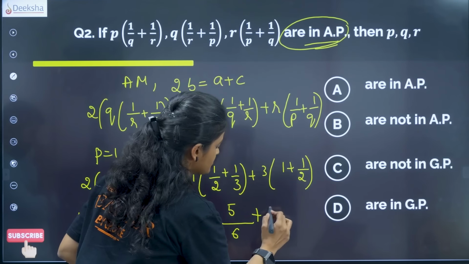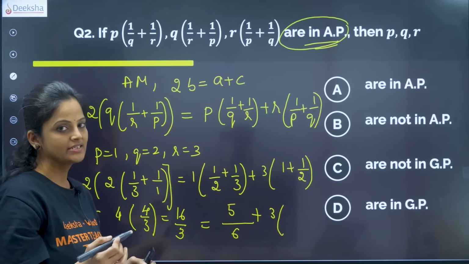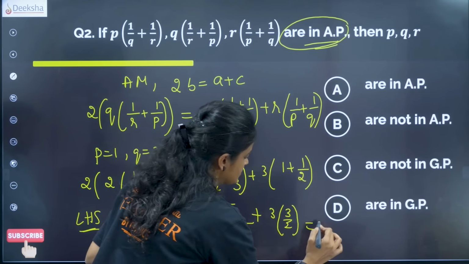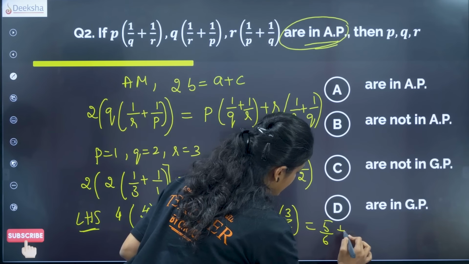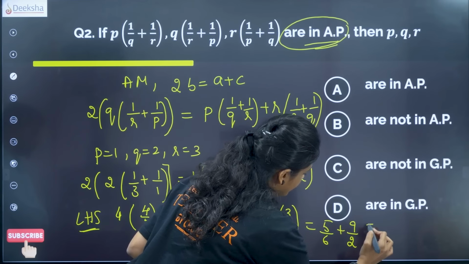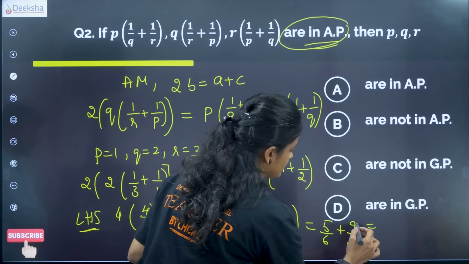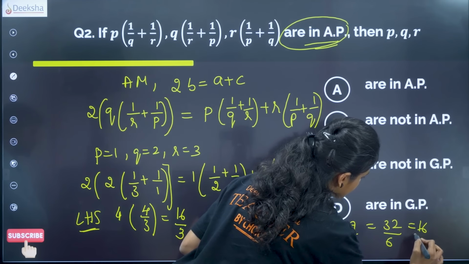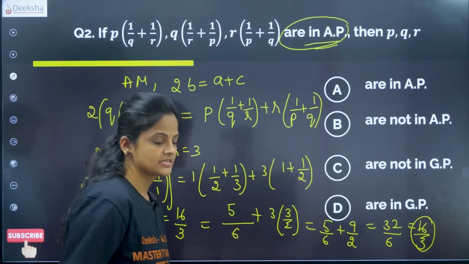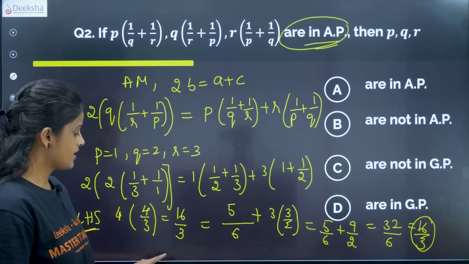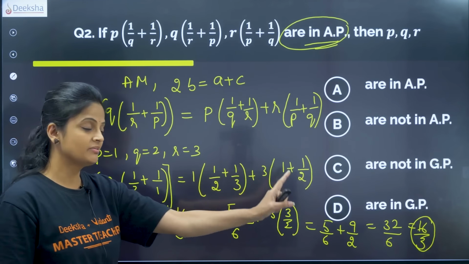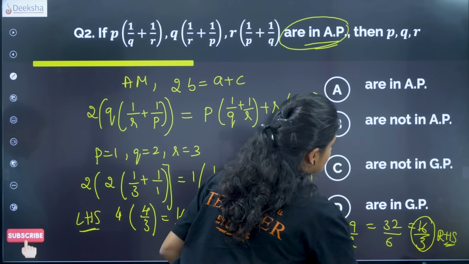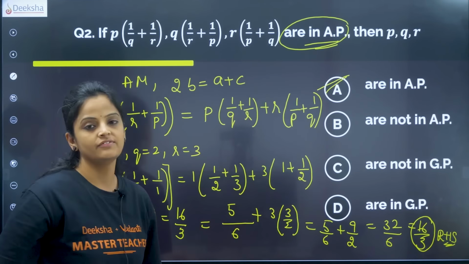Plus 3 is already there, and 1 plus 1 by 2 is 3 by 2. On solving this, what am I getting? 5 by 6 plus 9 by 2. Again, 6 is the LCM. So here I have 32 by 6. Yes, we are getting the same, 16 by 3. LHS we already got 16 by 3, and RHS is giving me the same answer. So LHS and RHS are the same. That's why this is also giving me an AP.